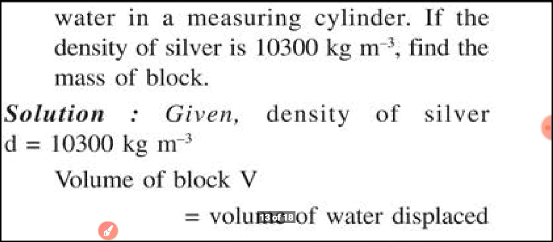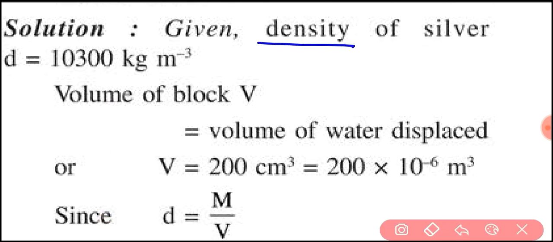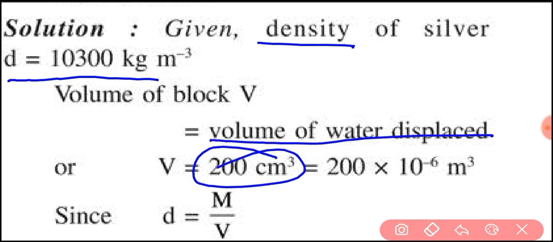Given in the question that density is equal to 10,300 kilogram per meter cube. The volume of block V is equal to the volume of water displaced, which is 200 centimeter cube. That means 200 into 10 raised to minus 6. In the previous question we have done the same point.